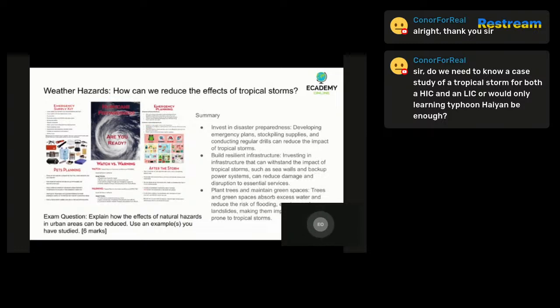Second, you can build resilient infrastructure. By investing in infrastructure that's built to withstand tropical storms, communities can reduce the risk of damage and disruption to essential services. This might include building seawalls and other protective structures, as well as investing in backup power systems and other critical infrastructure.